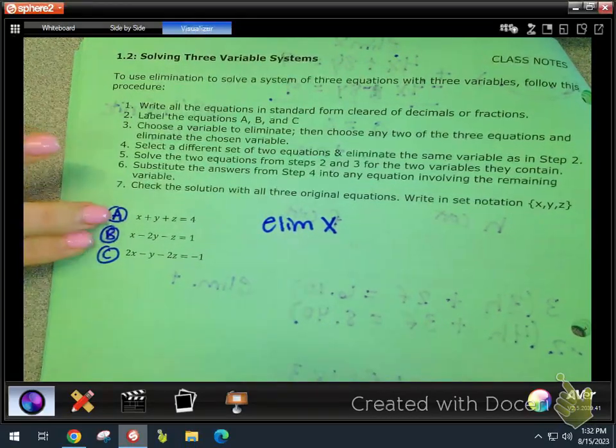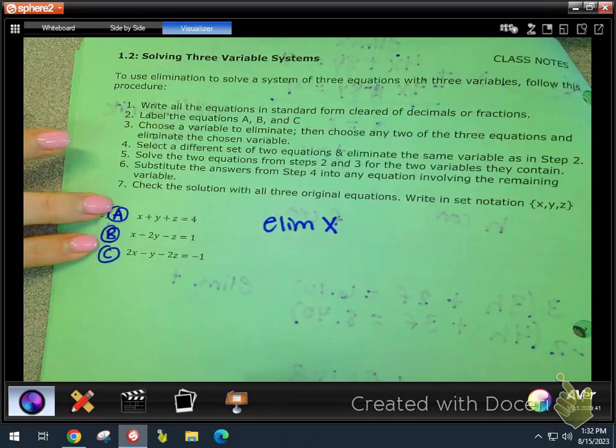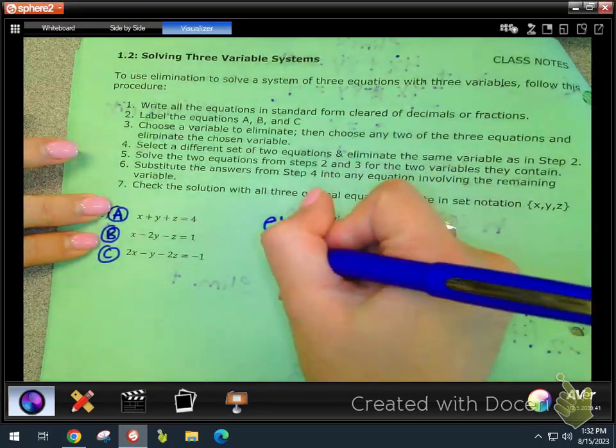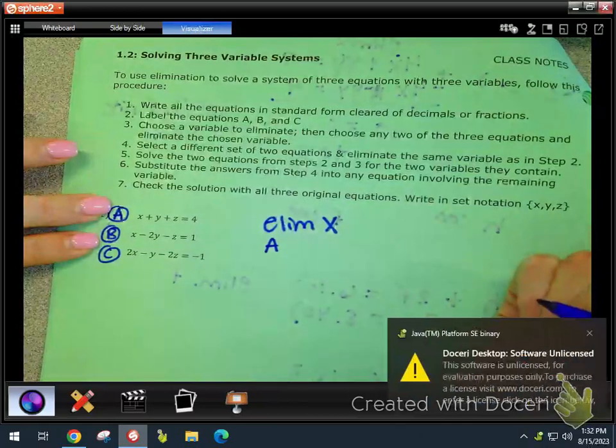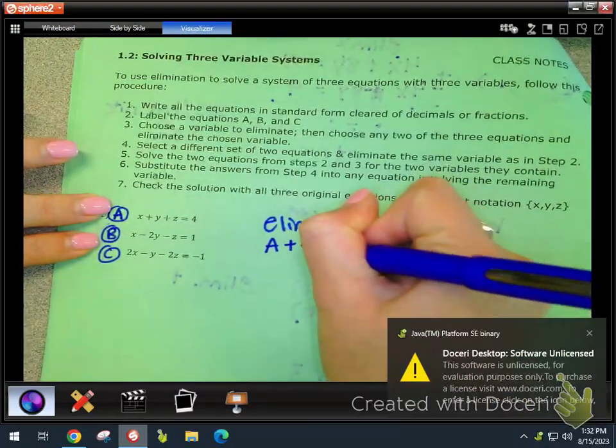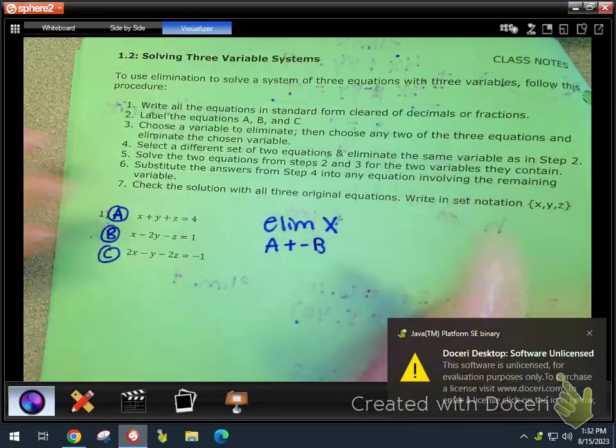So how could I work with A and B? Yes? We could multiply one of the equations by -1. Very good. Okay, does it matter which one? No. So what I'm going to do is take A, and then I'm going to add it to -1B. Or you can just say A minus B.